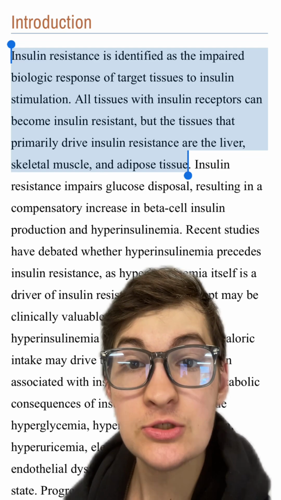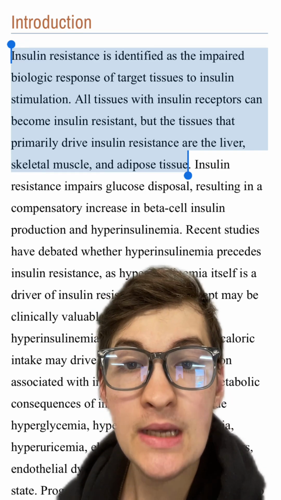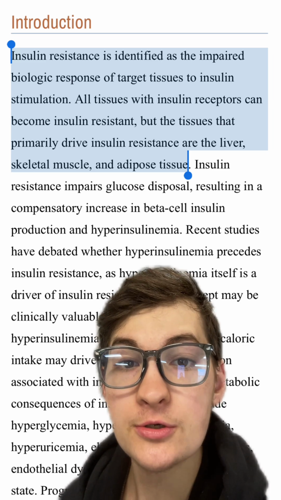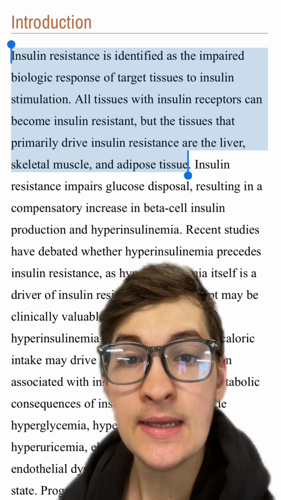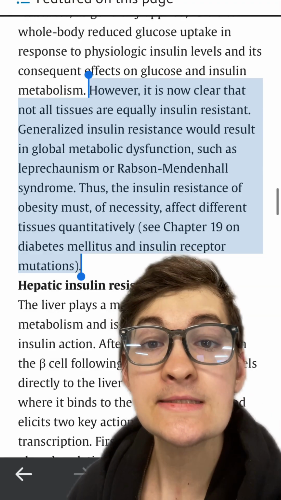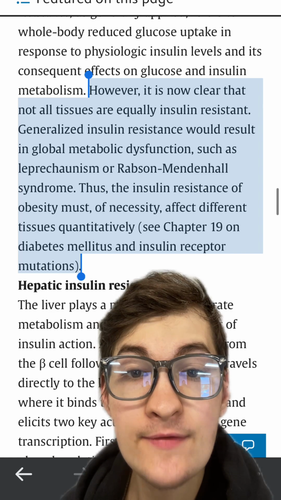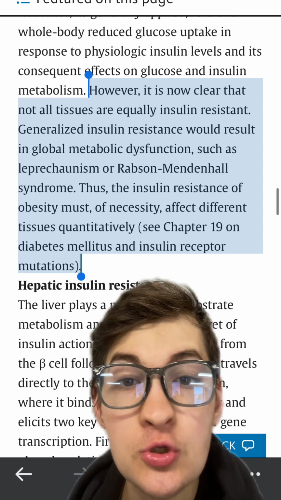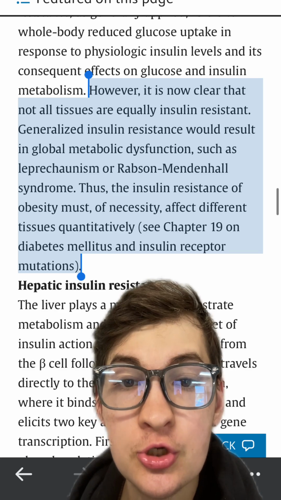All tissues with insulin receptors can become insulin resistant, but specific tissues appear to become resistant to insulin in different orders, to differing degrees, and it also depends on the stimuli being imposed. What I mean by this is not all tissues are equally insulin resistant, and things that drive insulin resistance, such as obesity, physical inactivity, and inflammation, affect different tissues to different degrees.